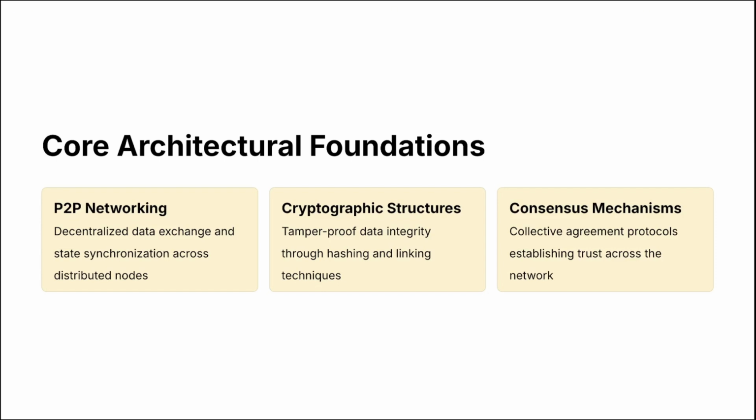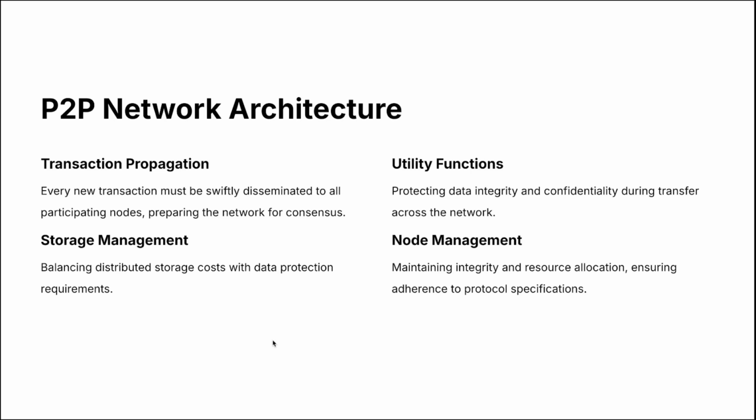And then finally, we have the consensus mechanism. The consensus mechanism is the set of rules and processes that the network uses to reach collective agreement on what's true. Rather than trusting a central entity, the network participants validate transactions together. And this is what builds trust in a decentralized environment. Now let's dive deep into each of these components. Let's start with the P2P.